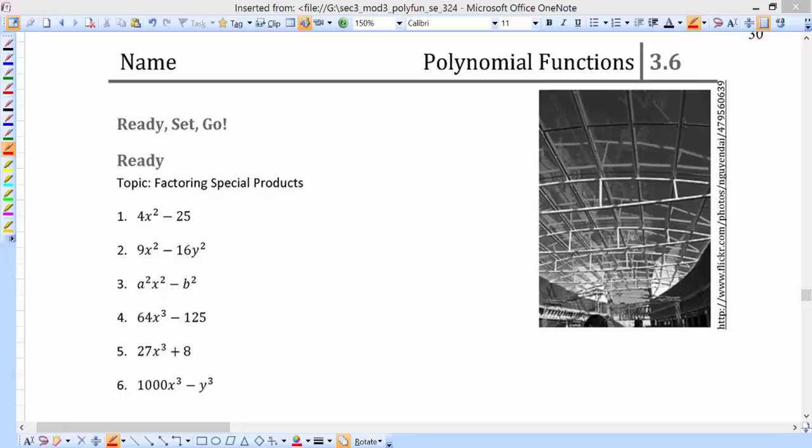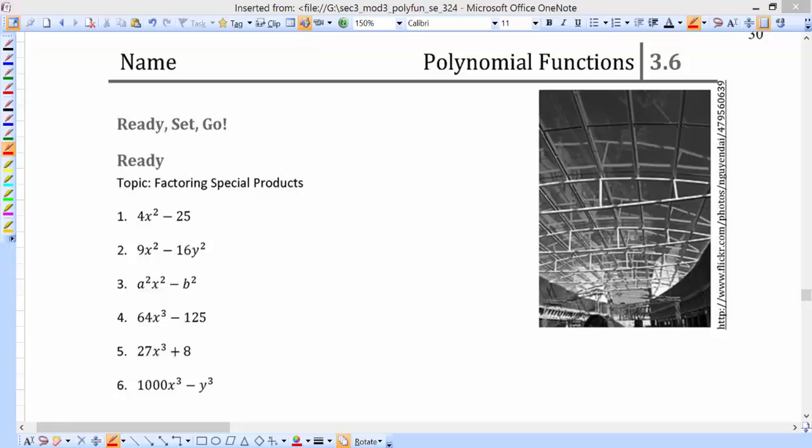3.6's homework is a very short, relatively simple homework, but I want you to make sure you watch your mistakes. It's going to be very easy to want to rush through this and think that we already know what we're doing. So take your time, make sure you are checking your answers. So we're going to start off in the ready with factoring special products.